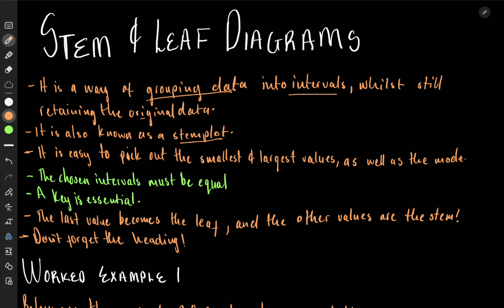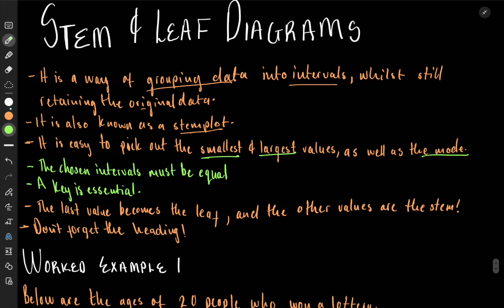Now, what is the advantage of this? What do we use it for? Well, when you have a stem and leaf diagram, you can easily pick out the smallest value, the largest value, as well as the mode. You can easily find these 3 things. Now, although I've told you something important about those, I would love to tell you important things that you should always remember when you are constructing these.